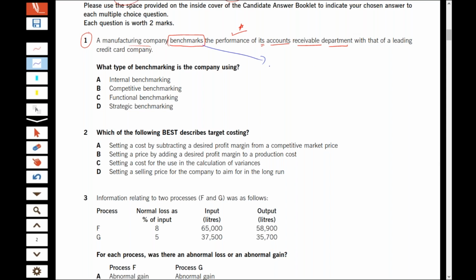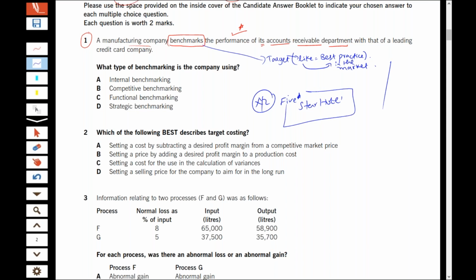What exactly is benchmarking? A benchmark is basically the target, like your best practice in the market. For example, let's say there is XYZ, a 5-star hotel. You are also planning to enter the 5-star hotel business, and you make this hotel your benchmark, your target, that my performance should be like XYZ 5-star hotel.